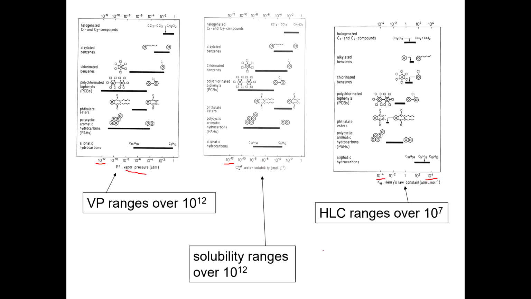And that's why we just saw this slide where we said, look, vapor pressure ranges over 12 orders of magnitude. Solubility ranges over 12 orders of magnitude. But Henry's law is only 7 or 8 orders of magnitude, because you're dividing one by the other, so you're sort of factoring out a lot of the variability. So Henry's law is a balance. And there's plenty of chemicals that don't like the water, but they don't like the air either. So they're kind of stuck between a rock and a hard place.